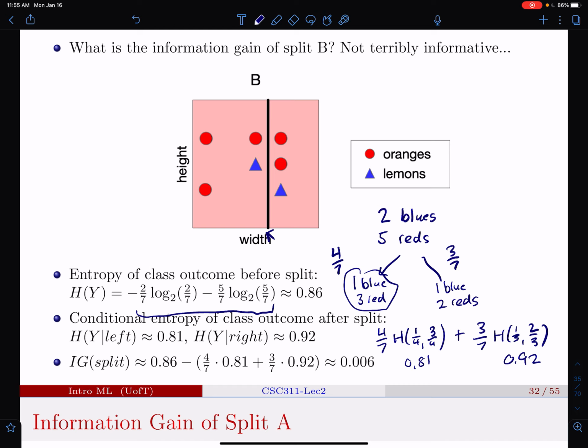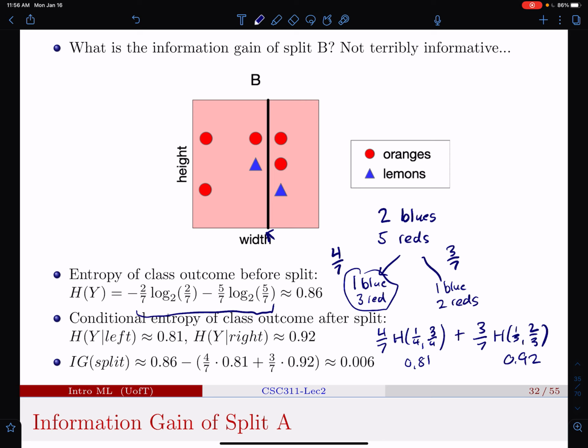Where does the 2/7 and 5/7 in the slides come from? Yeah, that's the initial distribution. So initially we have 2 blues and 5 reds. Oh, right.